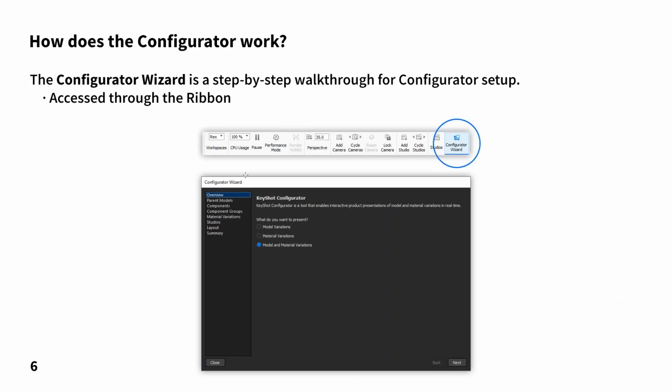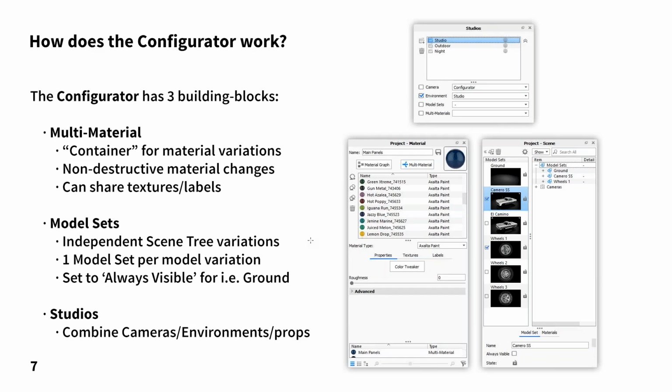So the configurator is accessed through the wizard, which is a button in your ribbon, as you can see here, and this is going to bring up the configurator wizard, which will lead you step by step through the process of setting up your configuration. And there's three main building blocks to the configurator.